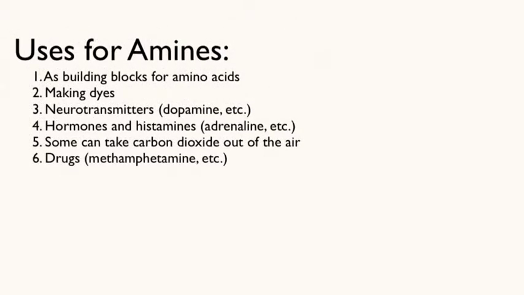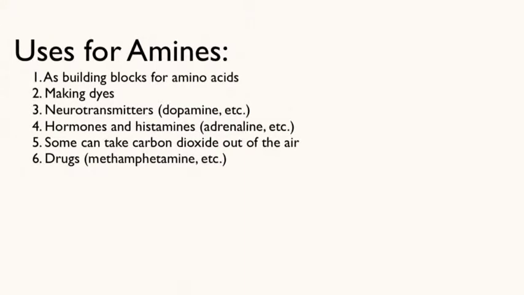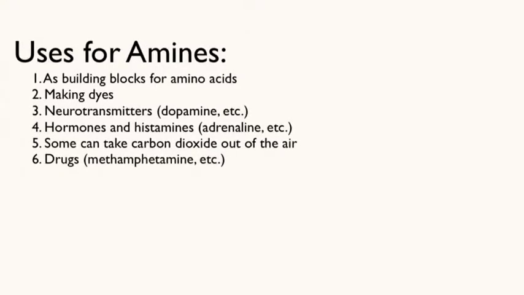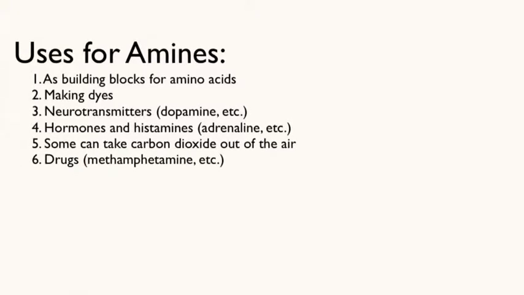As the building blocks for amino acids, amines are very common. They are used as neurotransmitters such as dopamine, hormones and histamines such as adrenaline. Some can take carbon dioxide out of the air. Some are used as drugs like methamphetamine, and some also are used to make dyes.